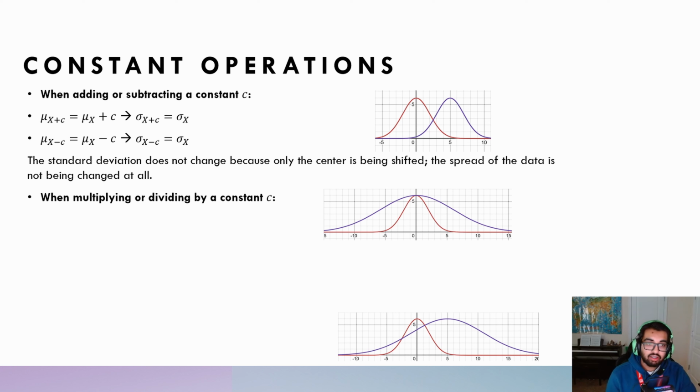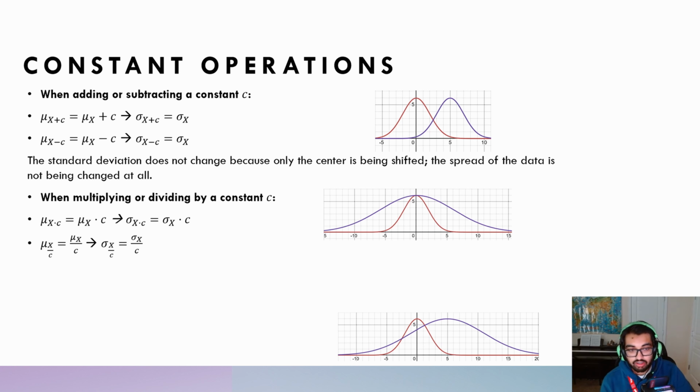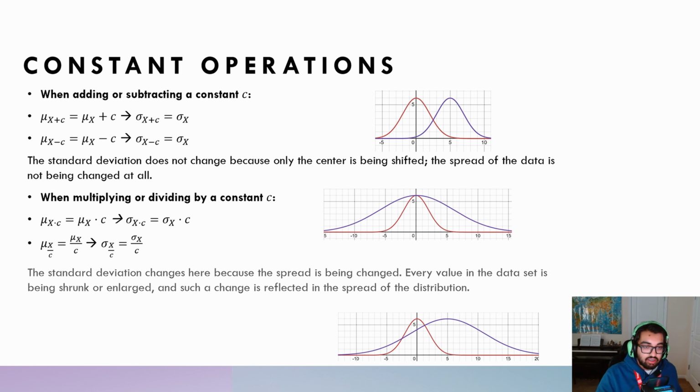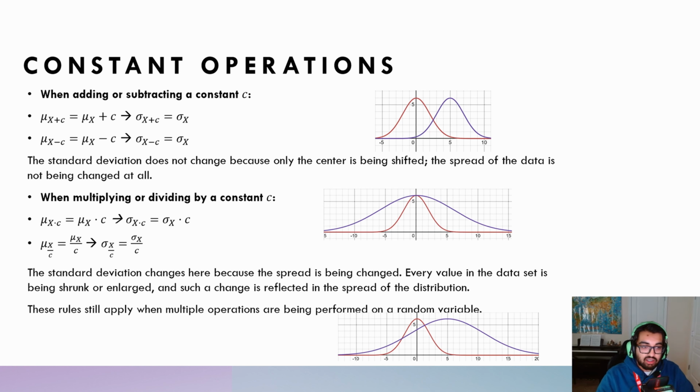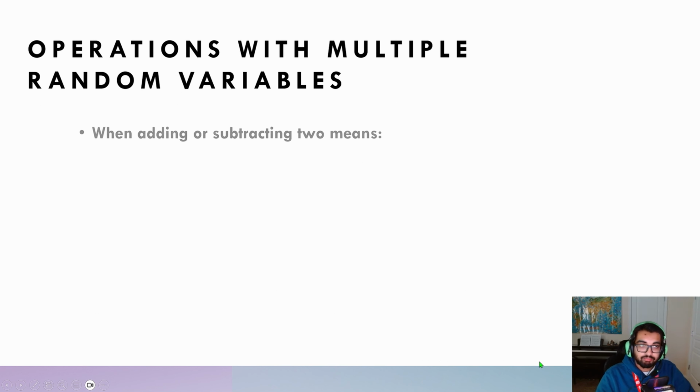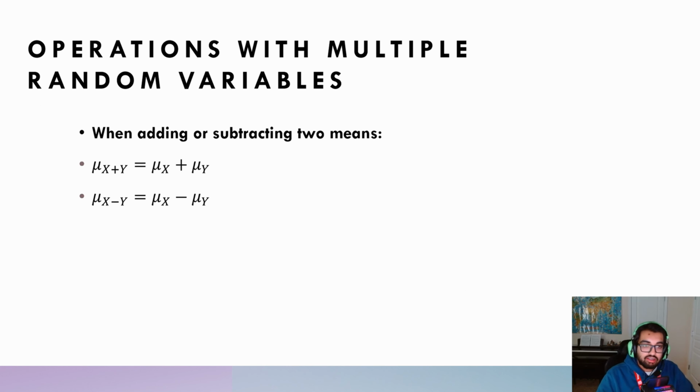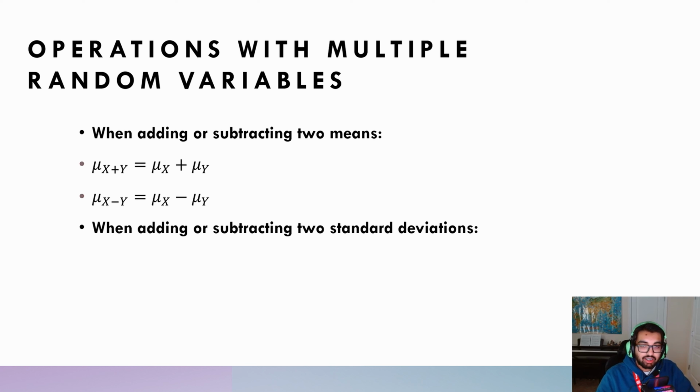Now, when you're multiplying or dividing by a constant, your mean is going to change, but your standard deviation is also going to change because the space between your values is shifting. So you can mix and match these operations to have different effects on your distribution. The same thing applies for when you're adding or subtracting two means in two different distributions.